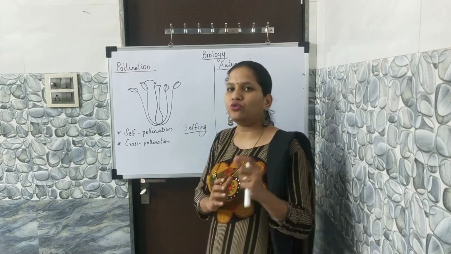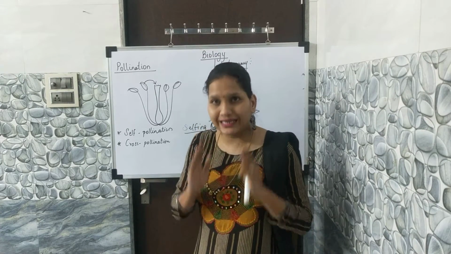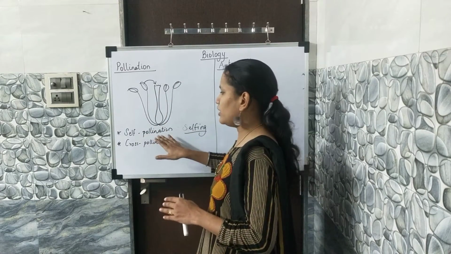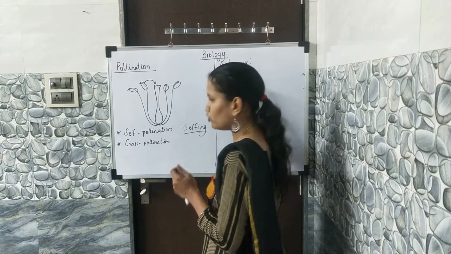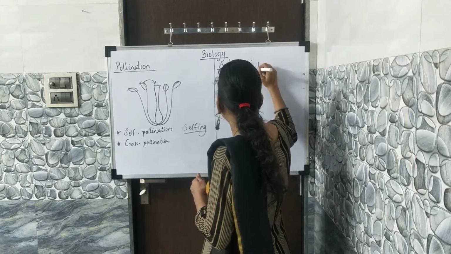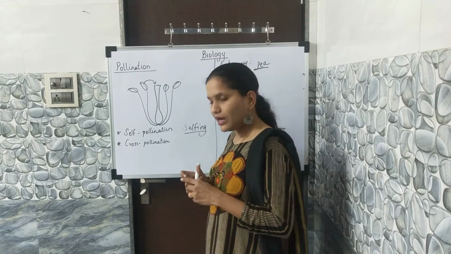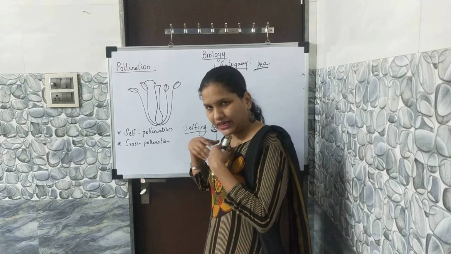All the offspring which are going to develop will be genetically identical. The best example of self-pollination, when we use the term autogamy, is P. Yes, students, and cross-pollination we are definitely going to study in detail afterwards.